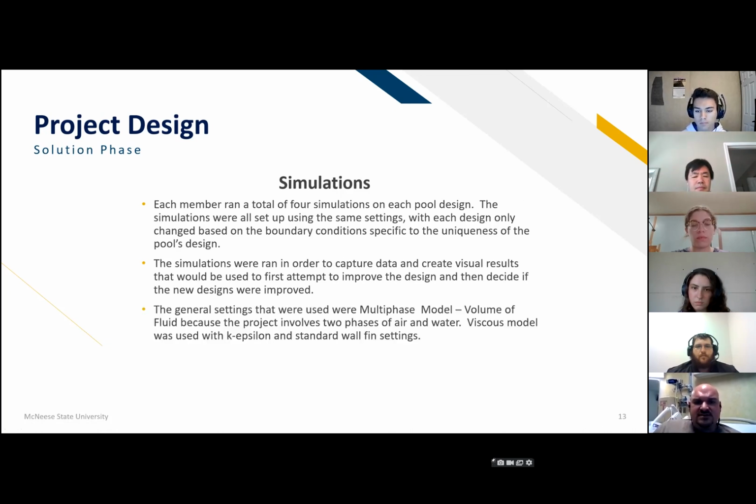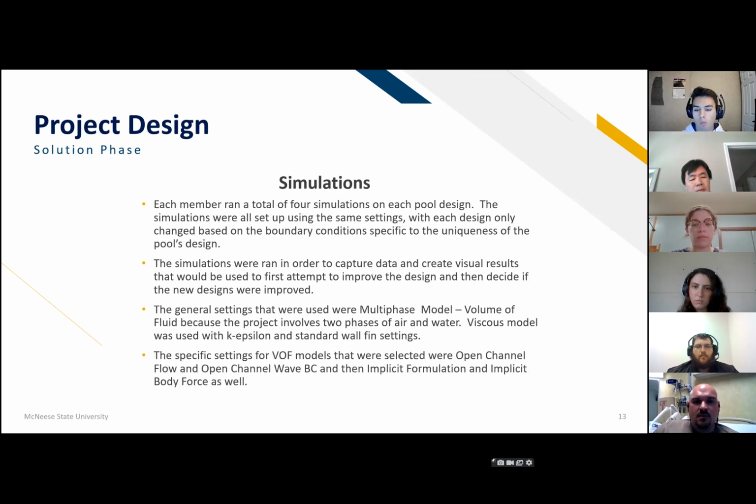The general settings that were used were the multi-phase model, volume of fluid, because the project involves 2 phases, both air and liquid water, and the viscous model was used with k-epsilon and standard wall function settings. The specific settings for VOF models were open channel flow and open channel wave BC, then implicit formulation and implicit body force as well.